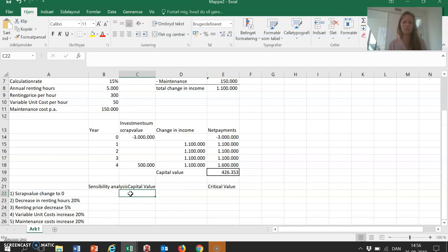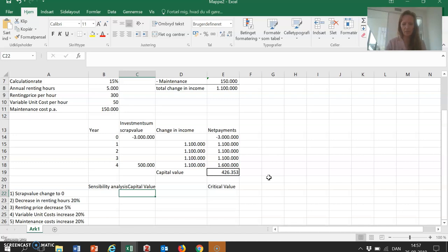I have set up some scenarios here that we want to test now. We want to test how sensible this capital value is if we change some of these assumptions. Now we can only change one at a time because we want to measure the effect that it has on this specific assumption. It's like testing if you are allergic to something. You don't want to test a whole lot of things at once, because if you respond to something, you wouldn't know what you responded to. So you only test yourself for one thing at a time, right?